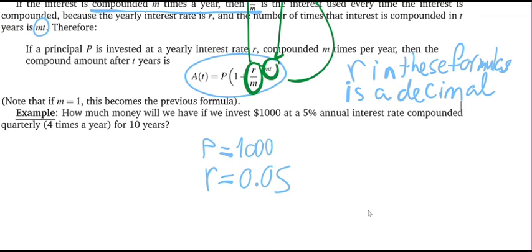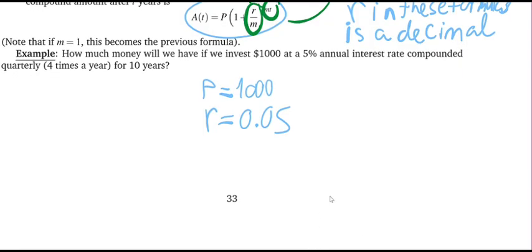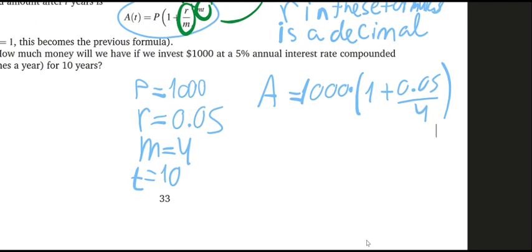So we have this interest rate, and it's compounded quarterly, meaning 4 times a year. So your M is equal to 4, and T equals 10 years. So how much money will you have? You will have A for amount. The final amount is going to be 1,000 multiplied by 1 plus 0.05 divided by 4, to the power of 4 times 10.